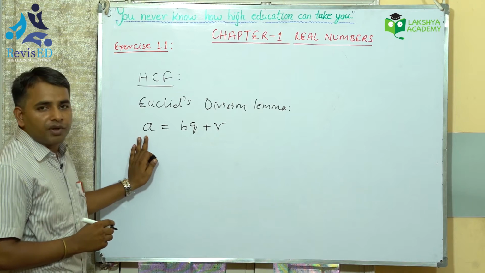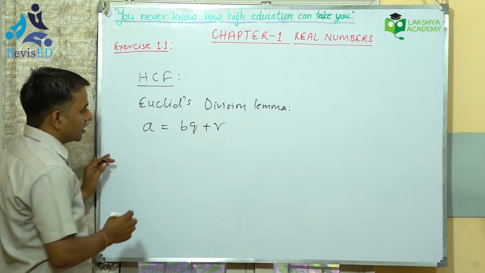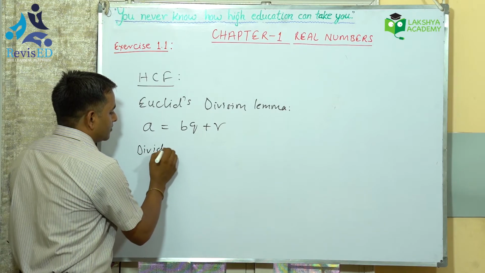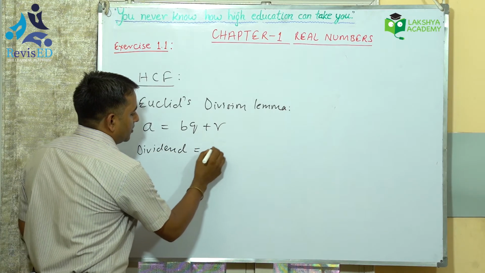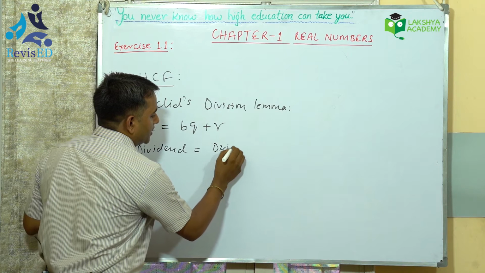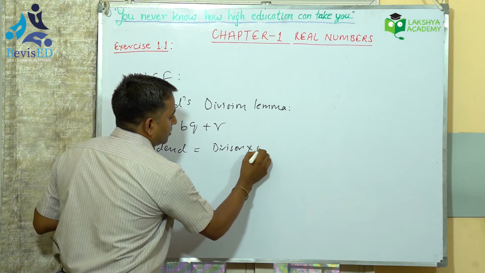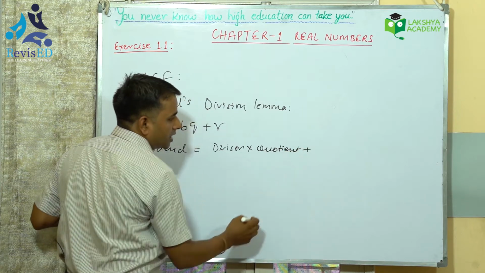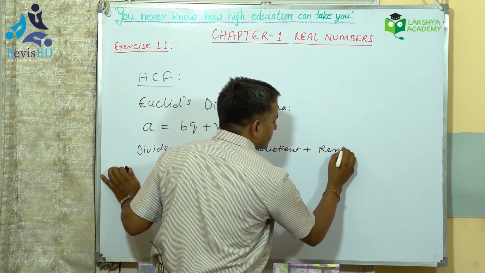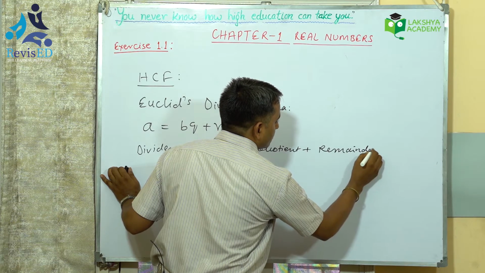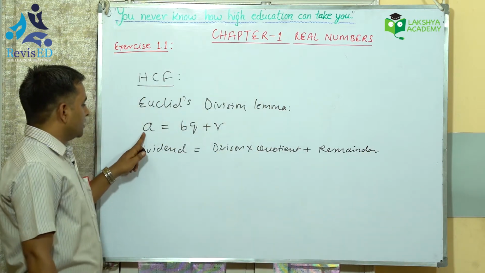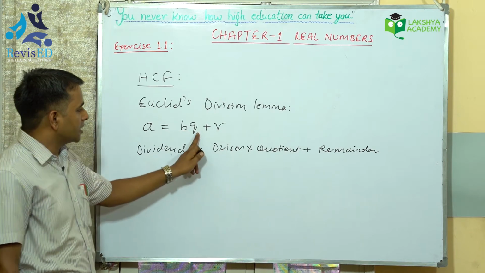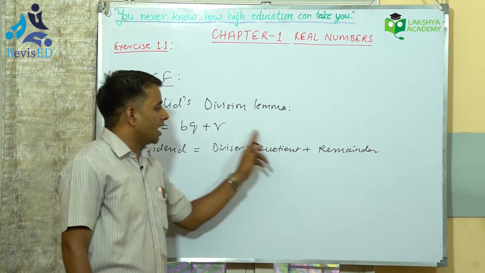So this simply follows the division algorithm. What is the division algorithm? Dividend equals divisor into quotient plus remainder. Here A is the dividend, B is the divisor, Q is the quotient and R is the remainder.